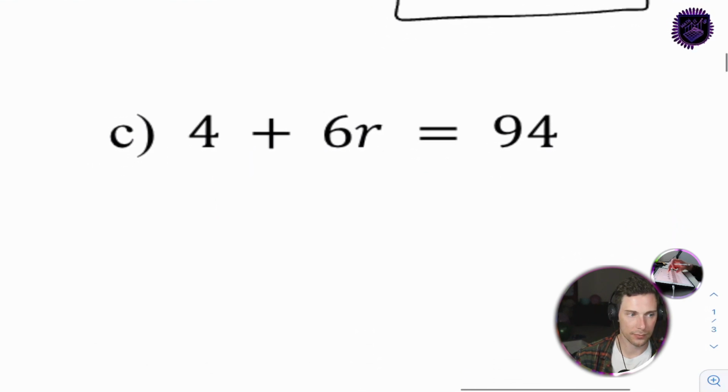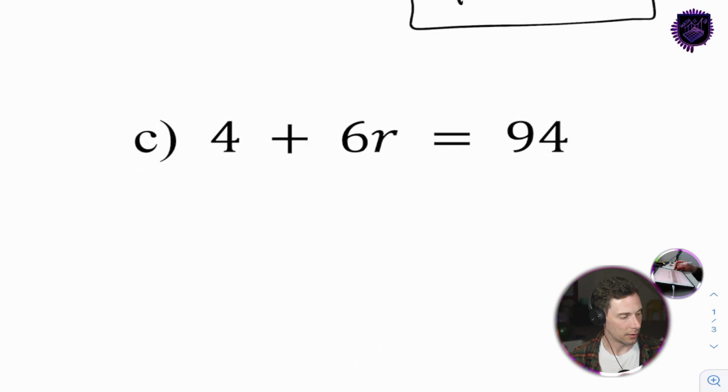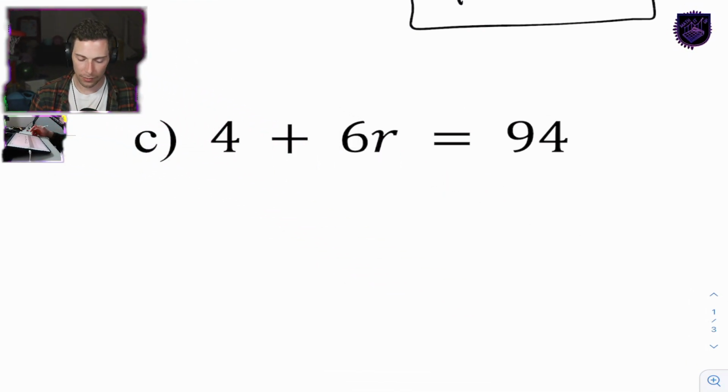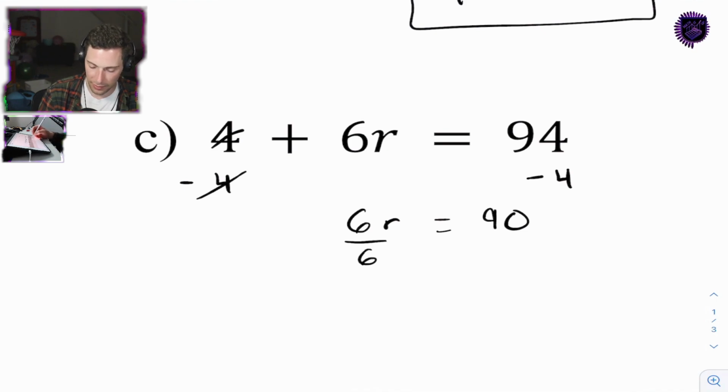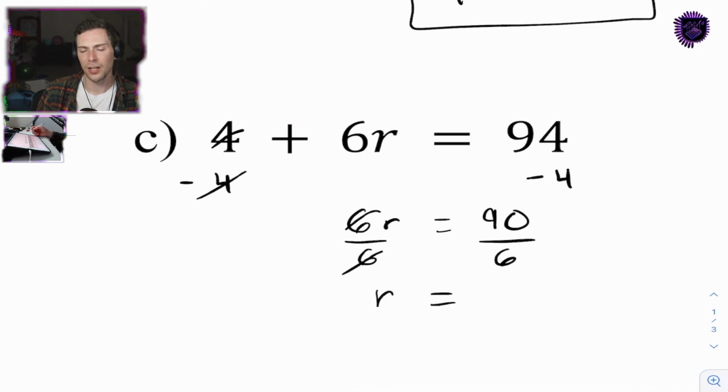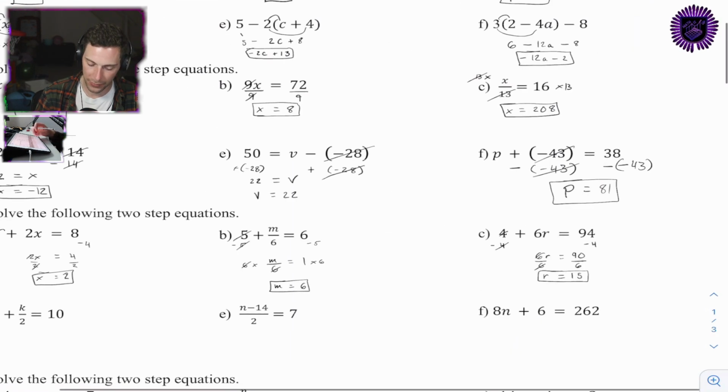C. We have 4 plus 6 times something equals 94. Step 1, subtract 4. Subtract 4. Cancel. And we have 6 times something is equal to 90. Divide by 6. Divide by 6. R is equal to 90 divided by 6. And then 90 divided by 6 is going to be 15. 15 times 6 is 90. Yeah, 15. That's our answer. R is equal to 15.